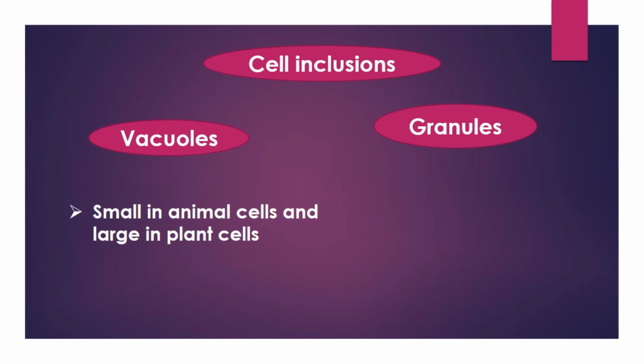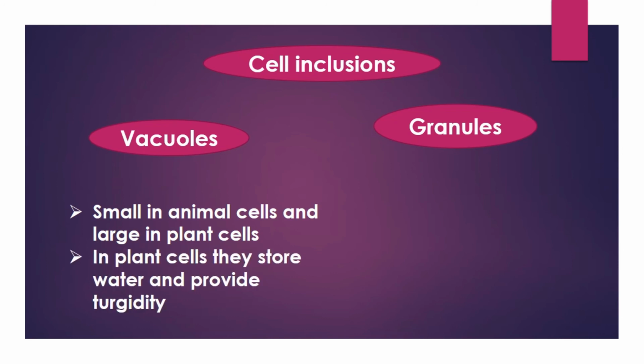In animal cells, the cytoplasm contains small vacuoles which are not prominent, whereas in plant cells, large vacuoles which are prominent can be found. In plant cells, vacuoles store water and provide turgidity to the cell. Vacuoles store water in the cell, and that gives rigidity to plant cells.